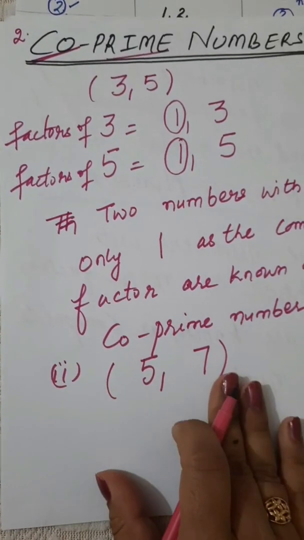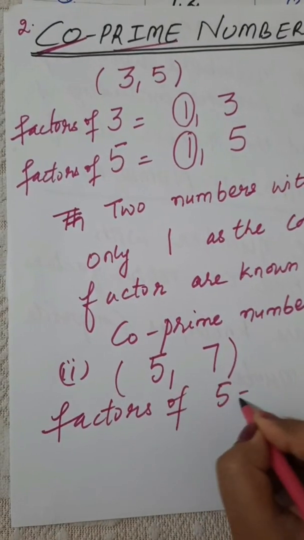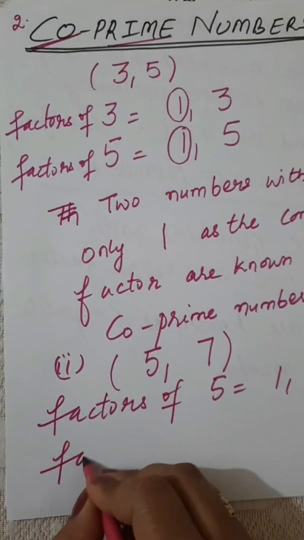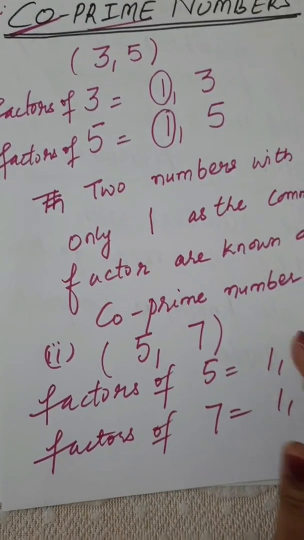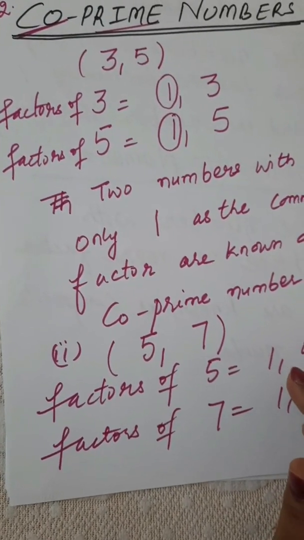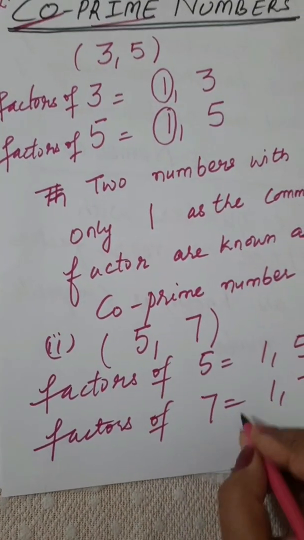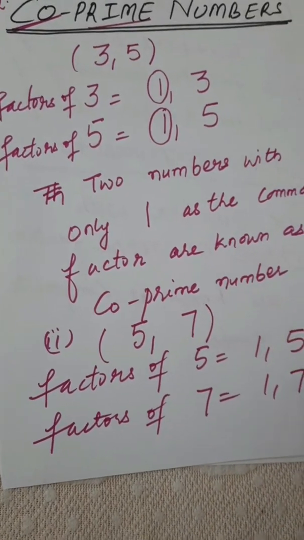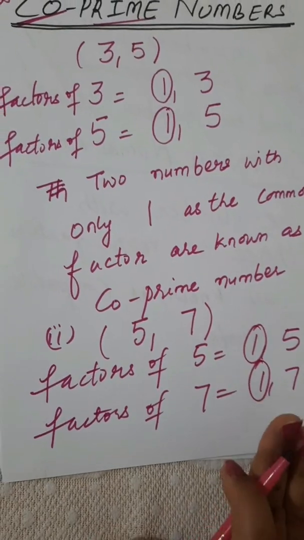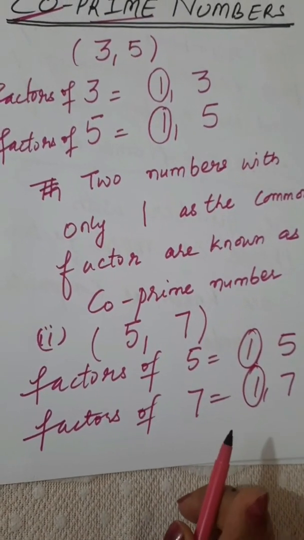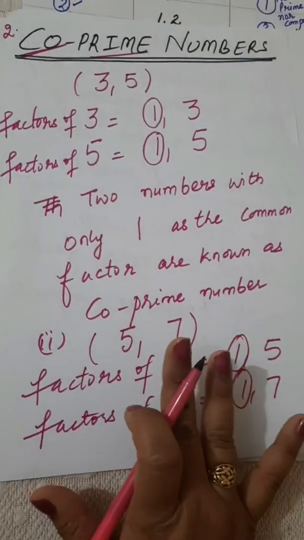Both are prime numbers. Here the factors of 5 are 1 and 5, and the factors of 7 are 1 and 7. And in this only 1 is the common factor. So 5 and 7 are co-prime numbers because the common factor is only 1. So two numbers with only 1 as the common factor are called co-prime numbers. So this is the concept of co-prime numbers.